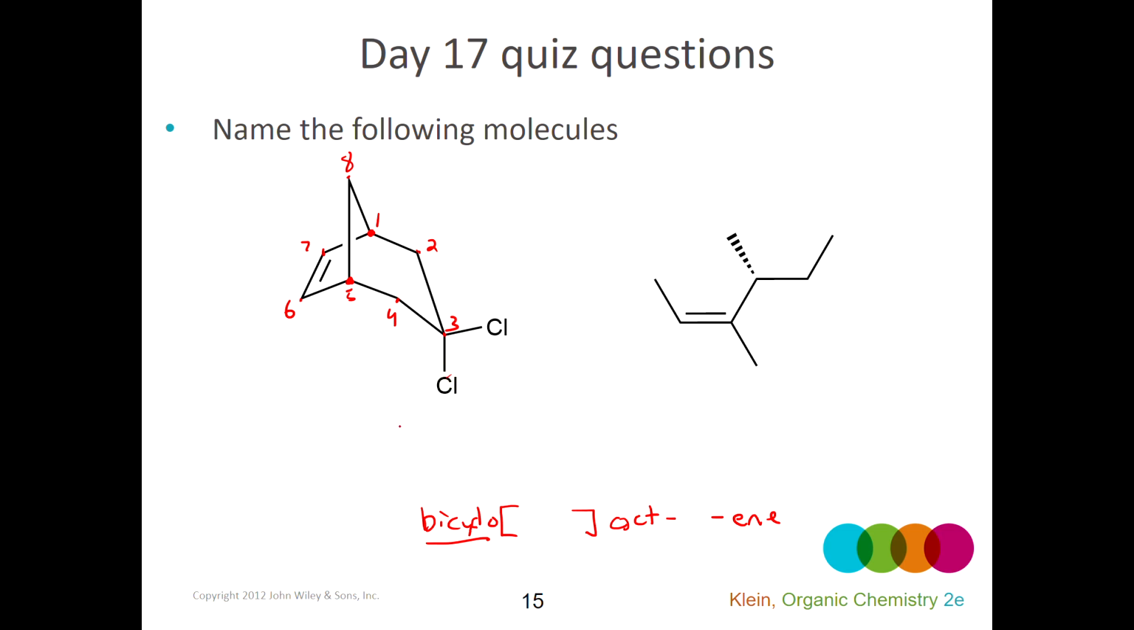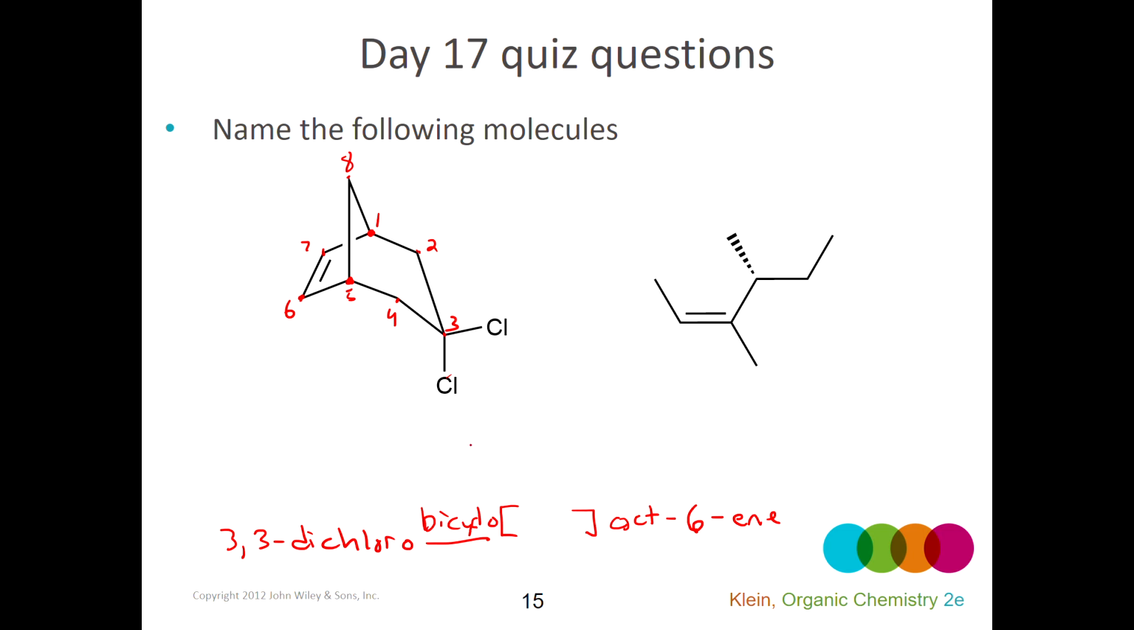I've got 2 chlorines on 3, so I've got 3,3-dichloro, bicyclo, oct, and then the double bond is bridging 6 and 7, so I just put the lower of those 2 numbers in there. But then I do need numbers in my bracket because that tells me how the rings are fused.